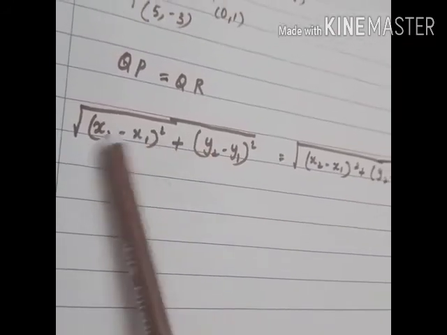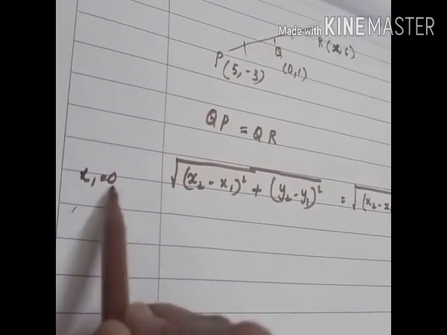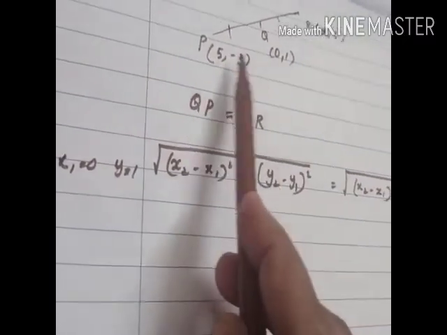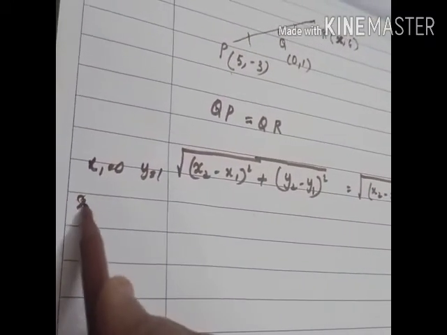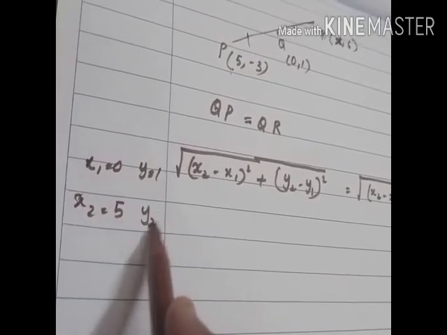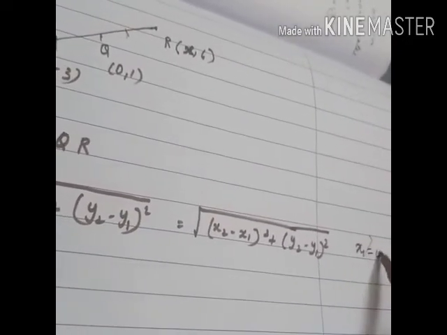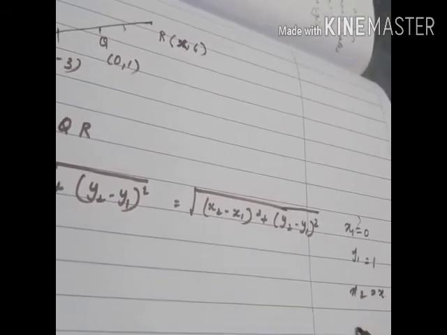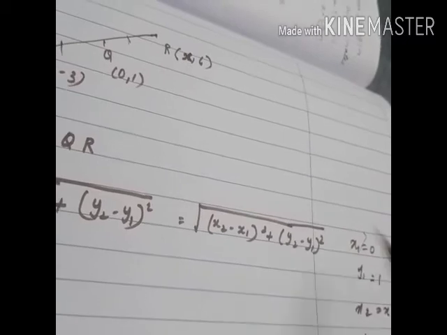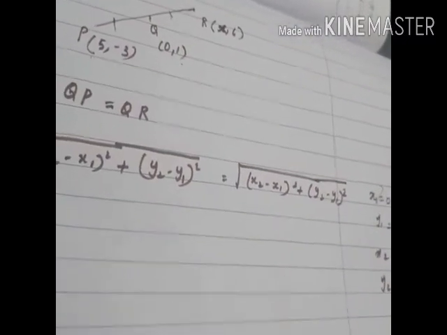For QP, x1 is 0, y1 is 1, then x2 is 5 and y2 is negative 3. But in the case of QR, x1 is 0, y1 is 1, then x2 is x, y2 is 6. Then we will substitute those values.